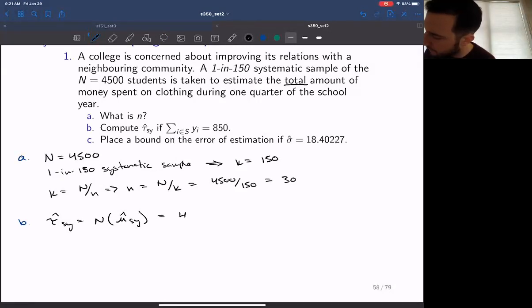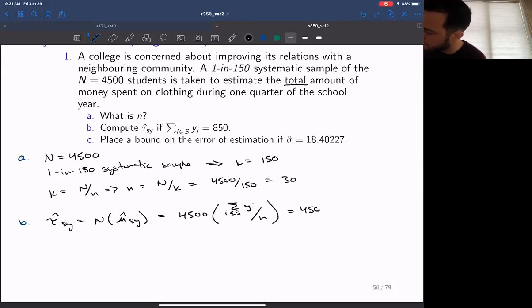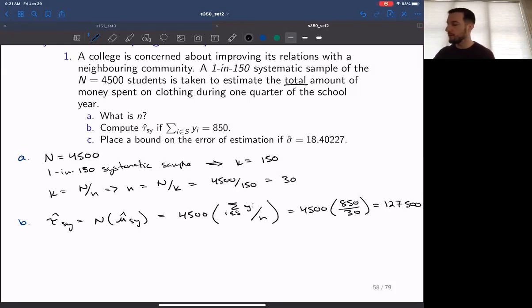So this is going to be 4,500 multiplied by the sum over i in S of yi over little n. So this is going to be 4,500 multiplied by 850 over 30, which is equal to $127,500.